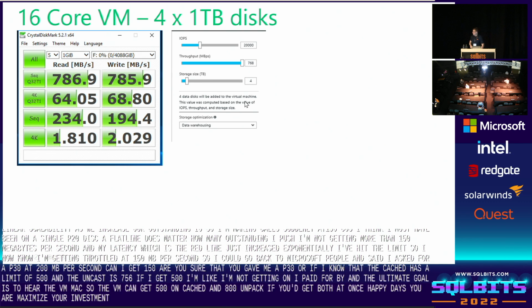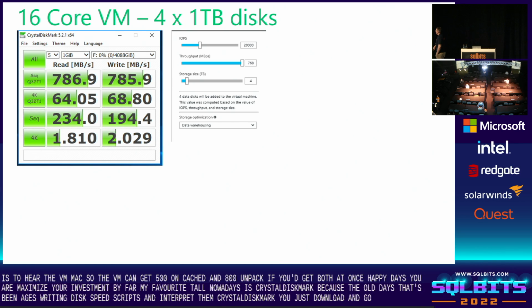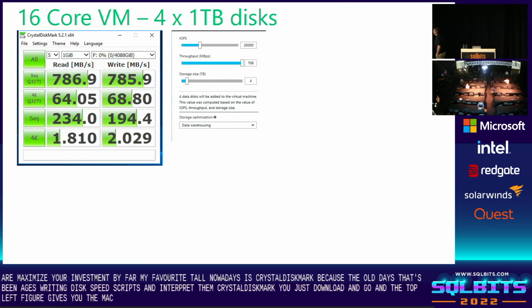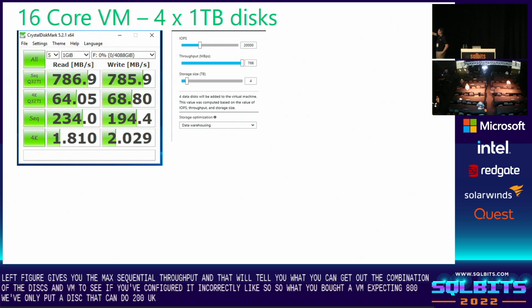So by far my favorite tool nowadays is Crystal Disk Mark, because in the old days I'd have to spend ages writing disk speed scripts and interpret them. Crystal Disk Mark, you just download and hit go, and the top left figure gives you the max sequential throughput, and that will tell you what you can get out of the combination of the disks and the VM to see if you've configured it incorrectly, right? So say, for example, you bought a VM expecting 800, but you've only put a disk that can do 200. You can tell by this roughly where the sort of problem is, right?